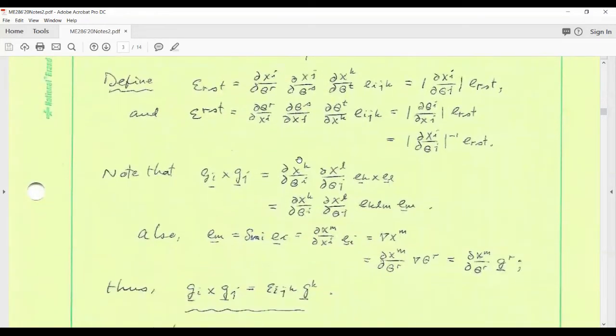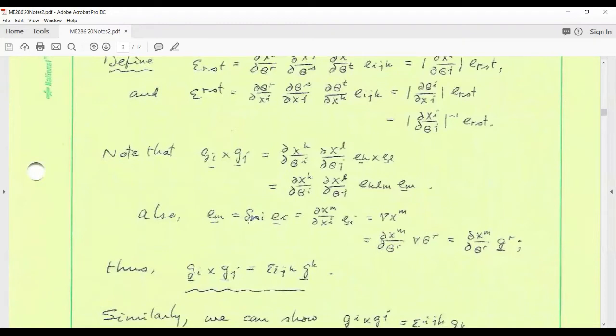Well, this allows us to extend the conventional interpretation of the permutation symbol. Let's take the cross product of g_i with g_j using the expression for g_i, which is dx_k d theta_i e_k, and the same for g_j. This is our conventional permutation, e_klm e_m, in terms of the orthonormal basis. So we have this. On the other hand, e_m we can write as delta sub mi, Kronecker delta times e_i.